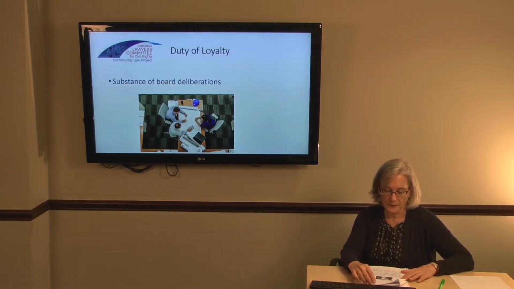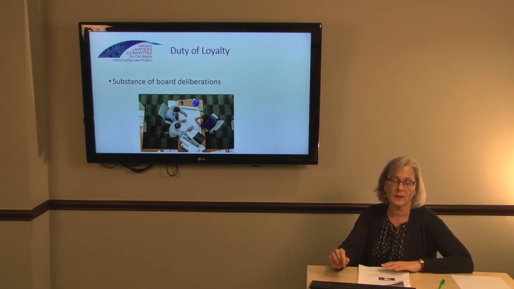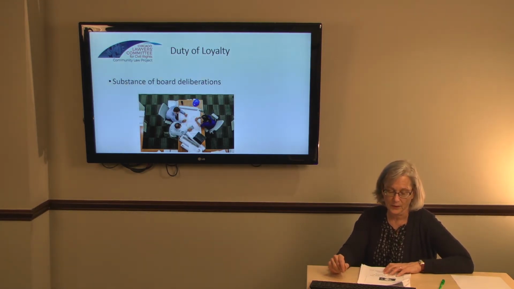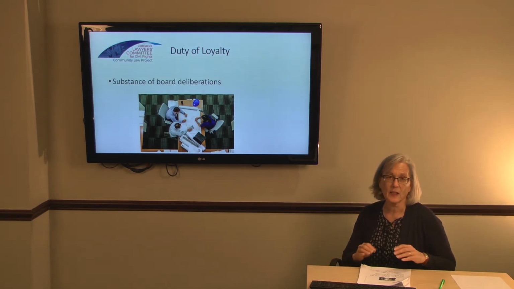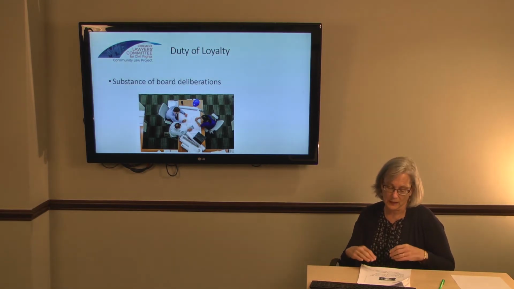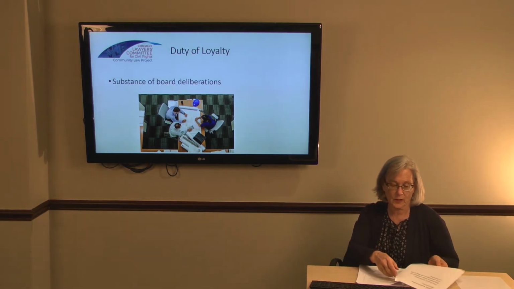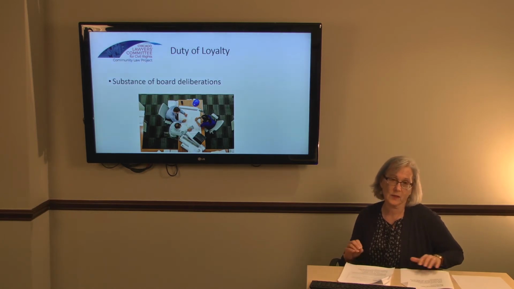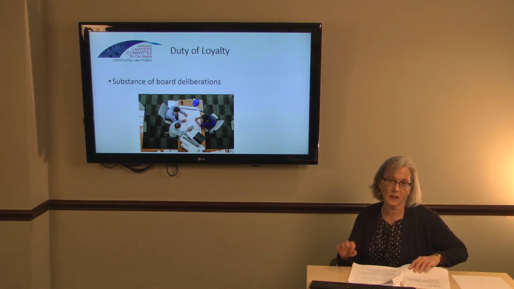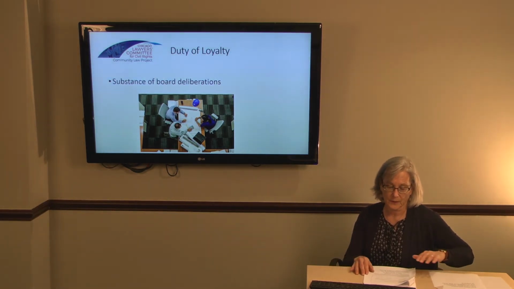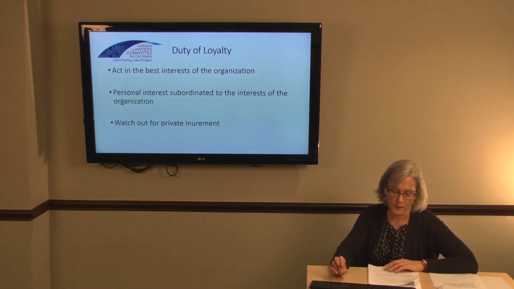The duty of loyalty is the third duty that applies to directors who serve on nonprofit boards. And this applies to the substance of the board deliberation, as opposed to the duty of care. It looks at the motives of the directors in making decisions, the purposes of the directors, and the goals behind those decisions. Most violations of fiduciary duties arise in the area of the duty of loyalty. So let's look more closely at what this means.